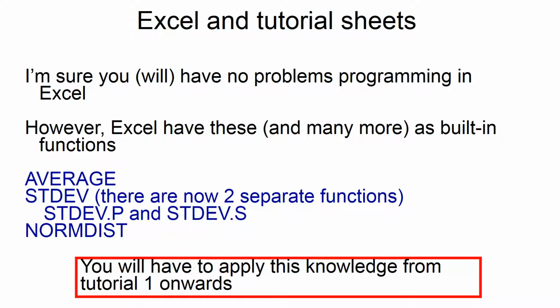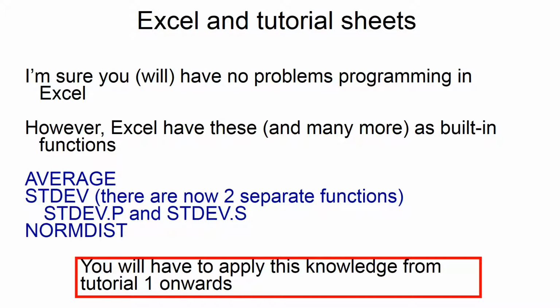There are also functions for median, which is another type of average. Median is where you rank all of the numbers from smallest to biggest and pick the middle value. That's useful if your data is not normally distributed, if it's skewed over to one side.